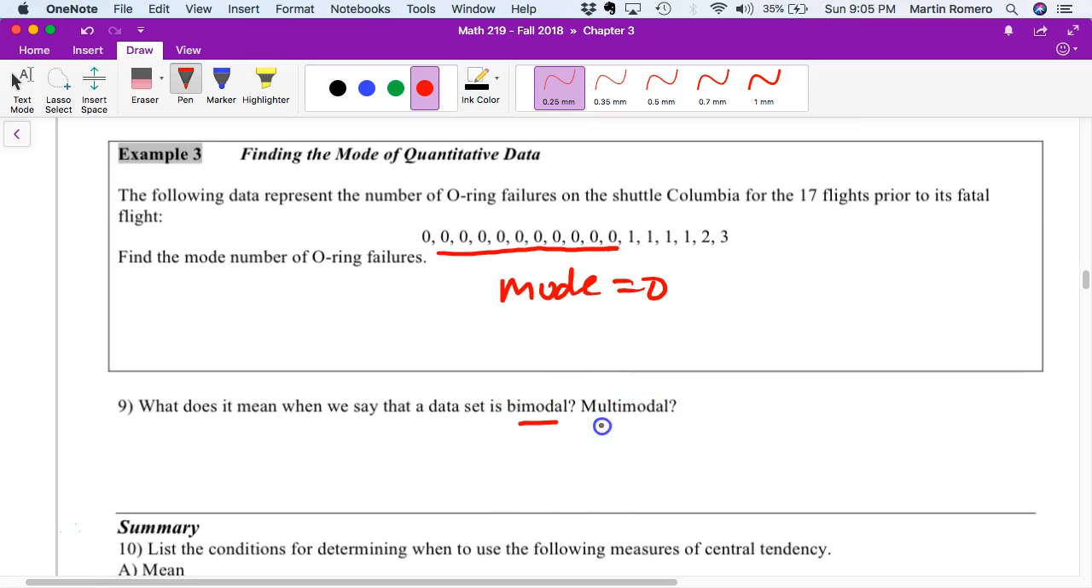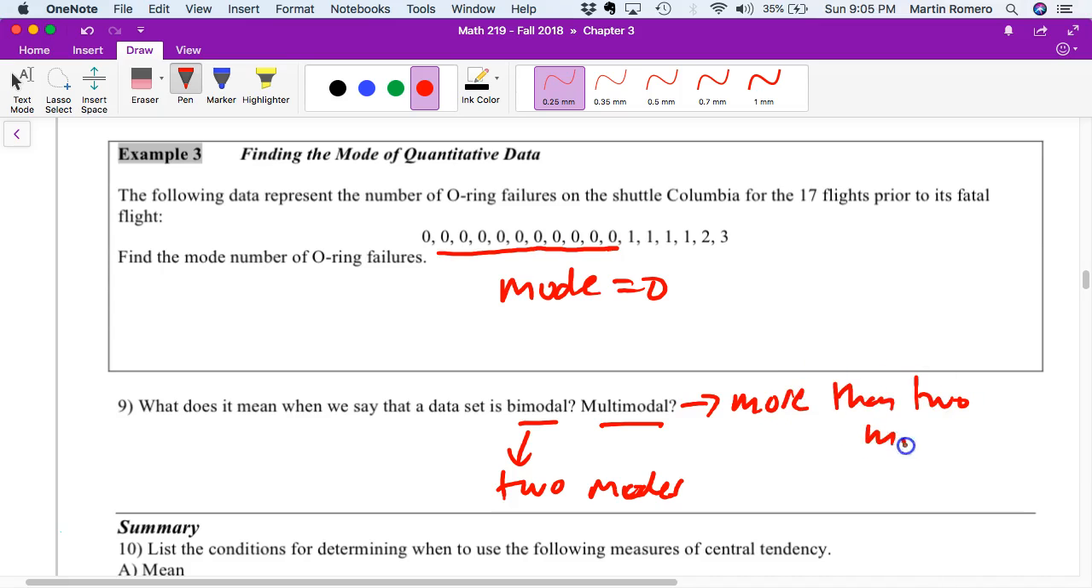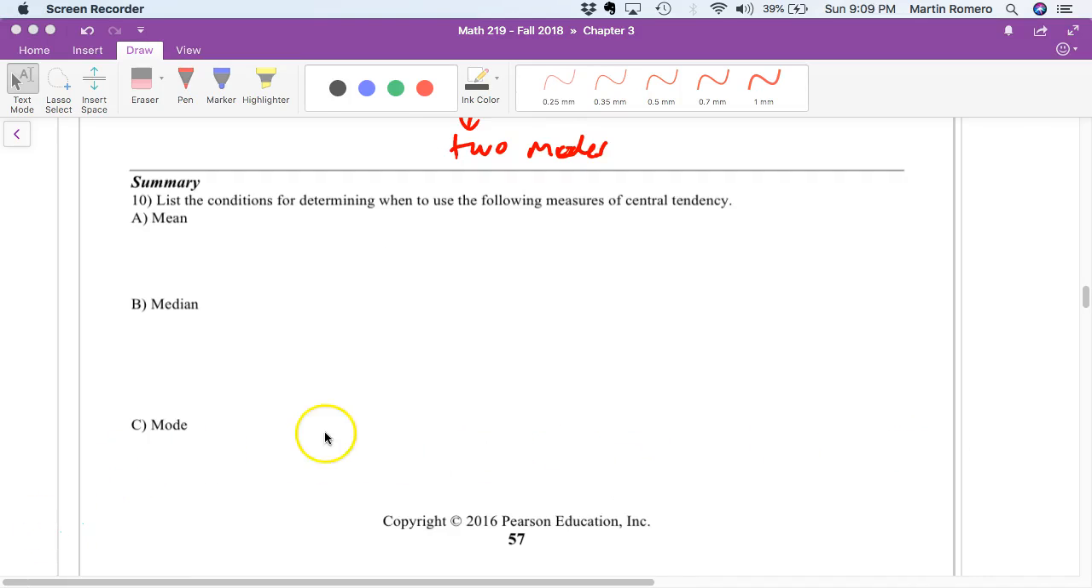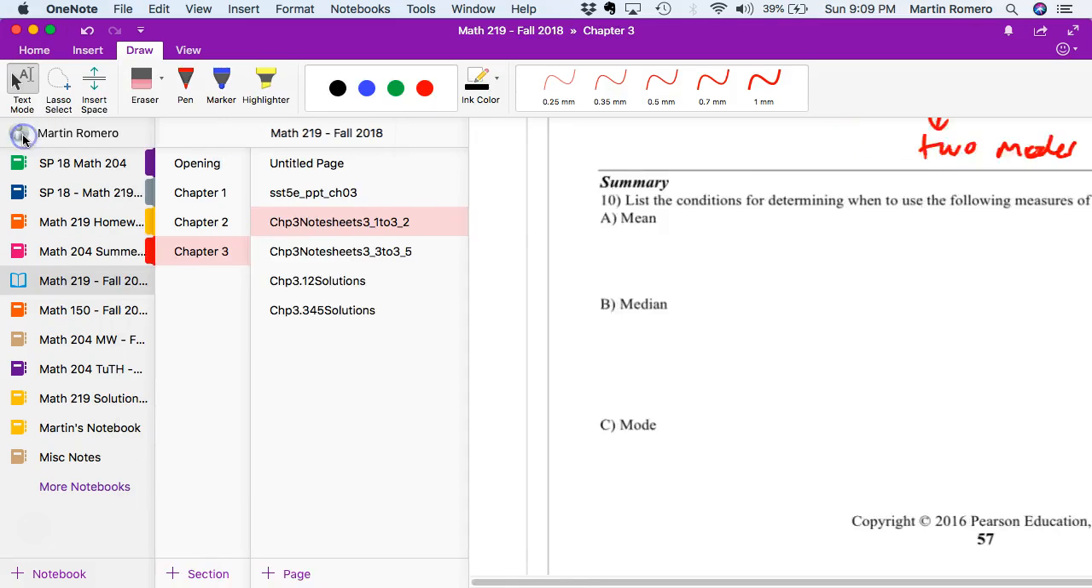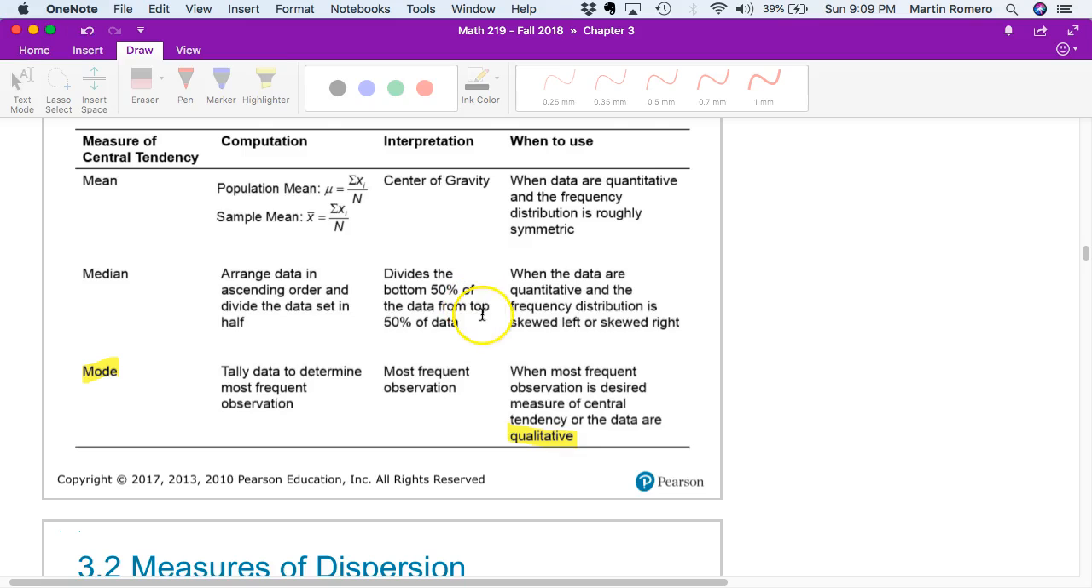There are some other words that we have. Bimodal, which means 2 modes, and multimodal, which is more than 2 modes. So you want to keep that in mind. And this last part here: list the conditions for determining when to use the mean, the median, or the mode. You're going to fill in those spots using the PowerPoint here.